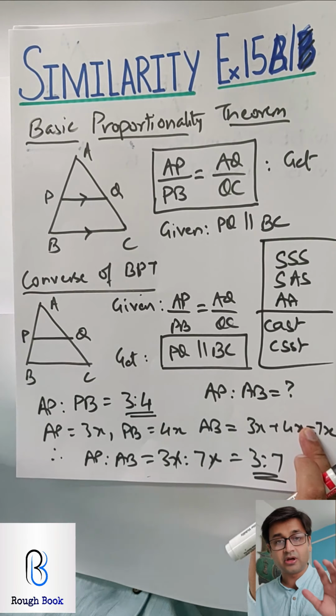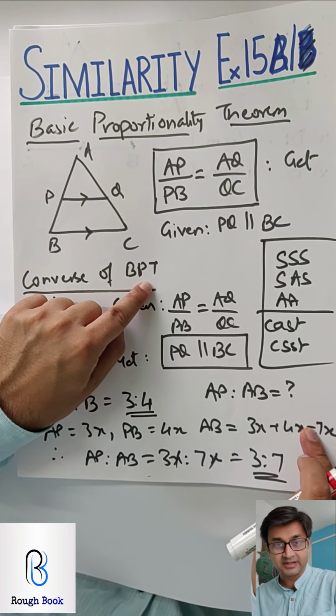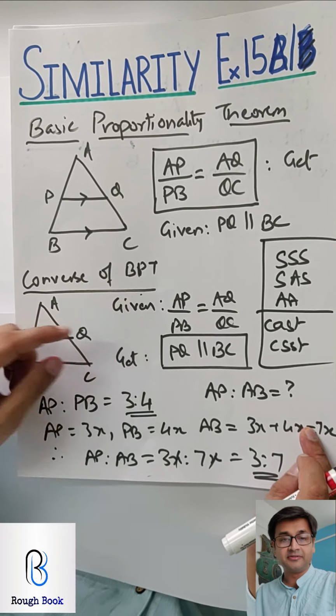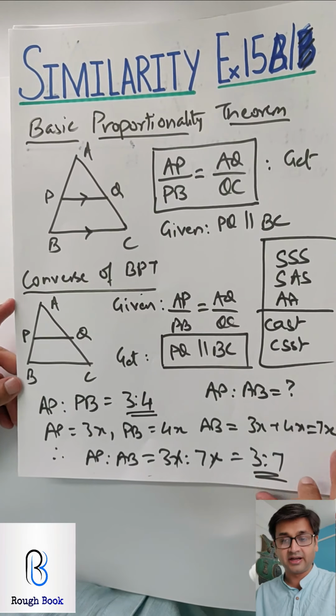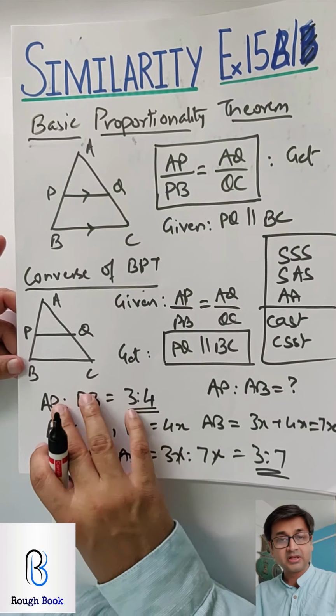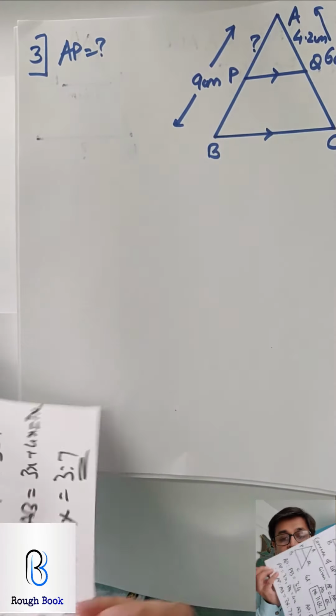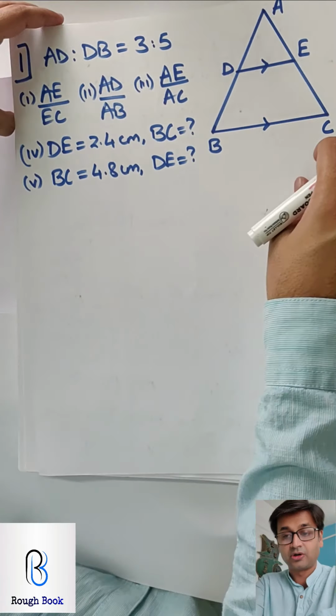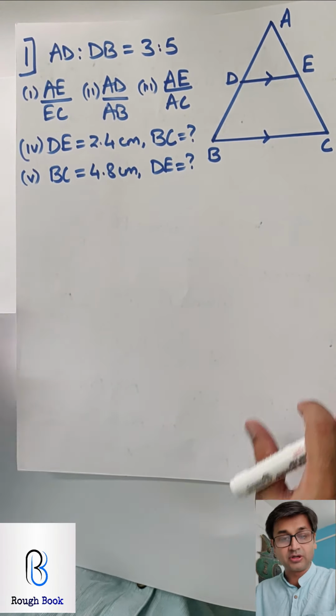BPT and converse of BPT. You are allowed to write BPT in the exam as a reason. It's a standard abbreviation. You do not need to write the entire thing. And the next one is the X method. So I hope everything is clear. So let's hit it. I'm sure you will be able to do most of the sums in this exercise on your own. In fact, mental math alone will help you.